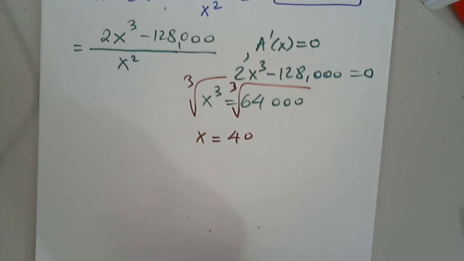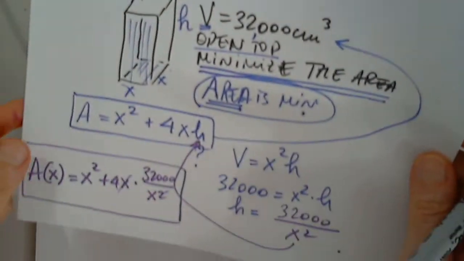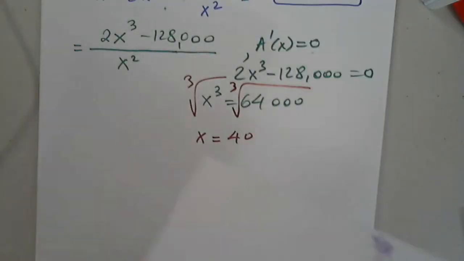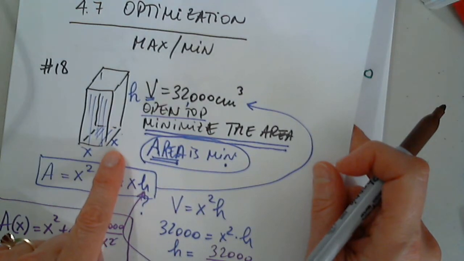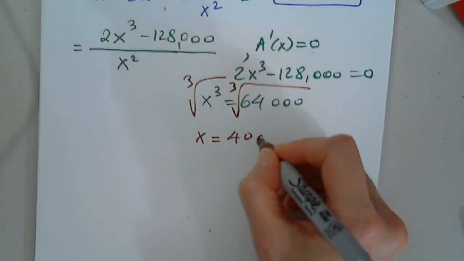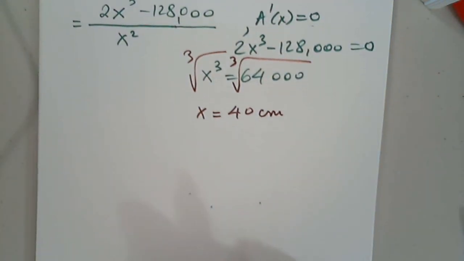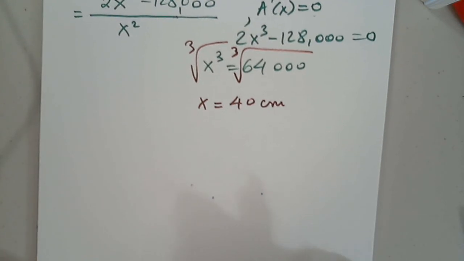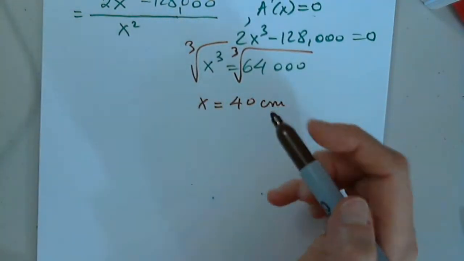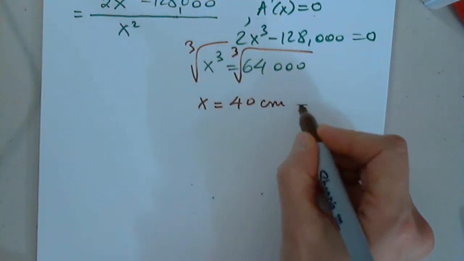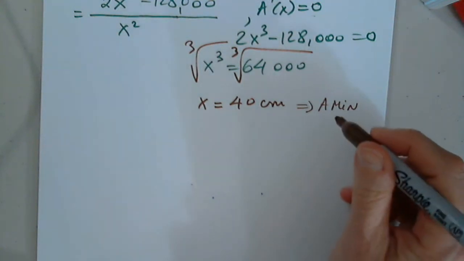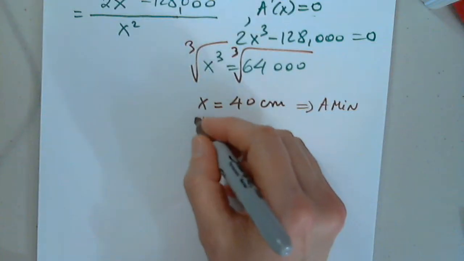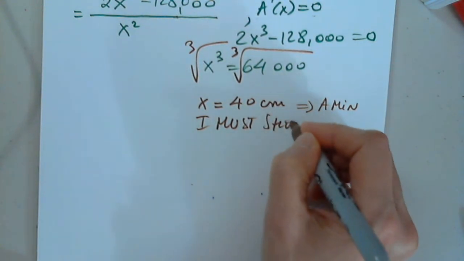And the measurement unit? Centimeters cubed. Careful. Squared. Careful. X is just a length. Right? X is the base, this measure of the side. So I claim that x equals 40 will result in a minimum, the area minimum. I must show why.